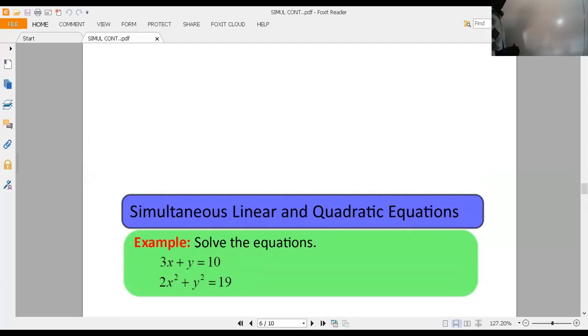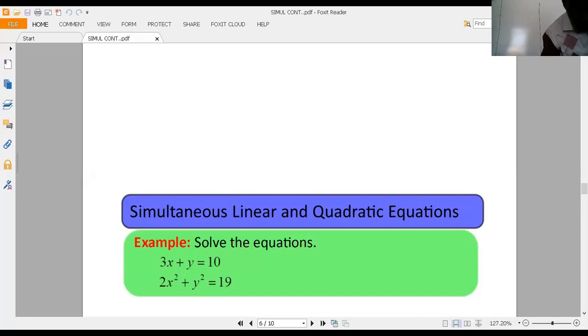Now, today's topic is simultaneous linear and quadratic equation. We are given an example. The question says solve 3x plus y equals 10 and 2x squared plus y squared equals 19. So this is what we are to solve.